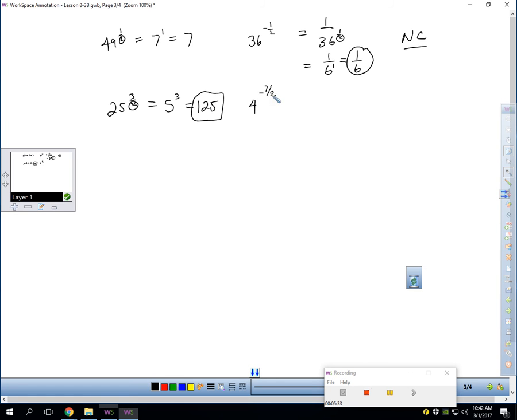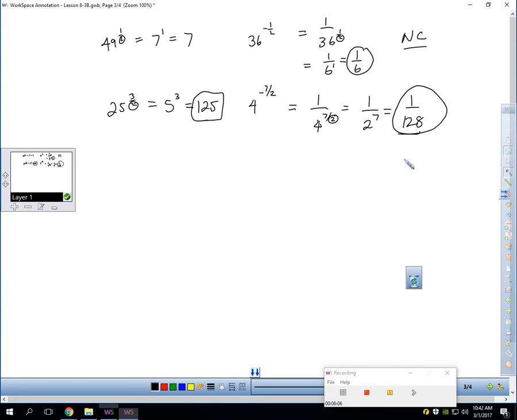And then here, the negative exponent means move 4 to the denominator and 7/2 power it there. The square root of 4 is 2, so I have to do 1 over 2 to the 7th power. That means I have to do 2 times 2, which is 4, times 2, which is 8, times 2, which is 16, times 2, which is 32, times 2, which is 64, times 2. That's 128 in the denominator.